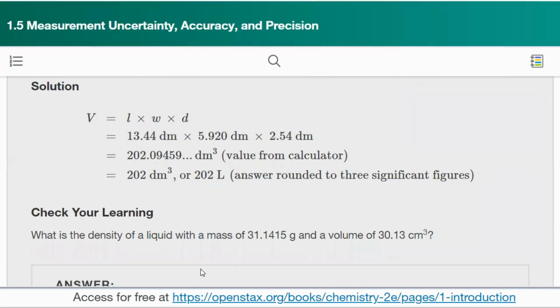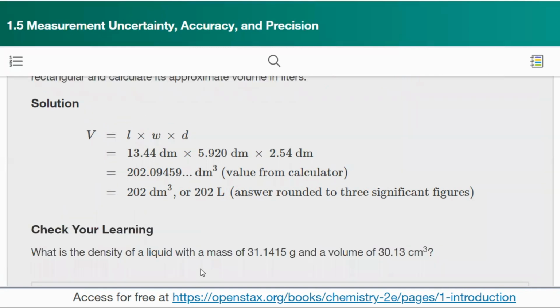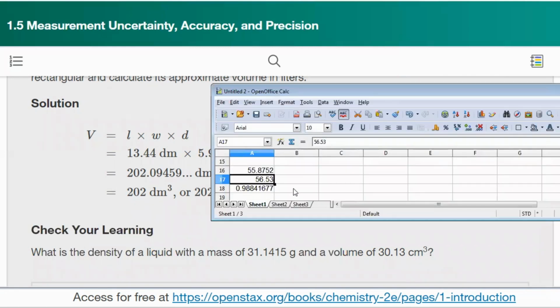Okay, so let's check our learning. What is the density of a liquid with a mass of 31.1415 grams and a volume of 30.13 cubic centimeters? So let's just do a calculation here. Put this in my spreadsheet calculator.